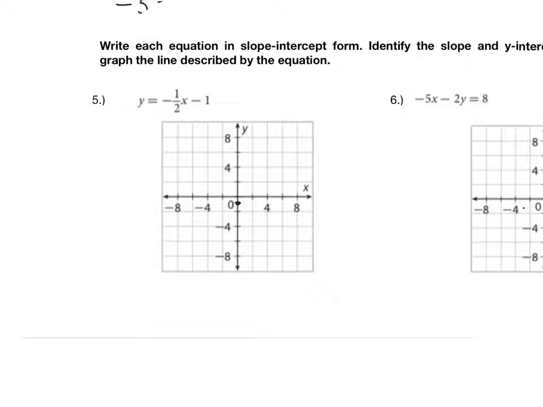We'll be going down 1, running 2, down 1, running 2, and so on. Or we could go up 1 and then running -2, up 1, running -2. Okay. And we go ahead and connect this with a line, and there you go.